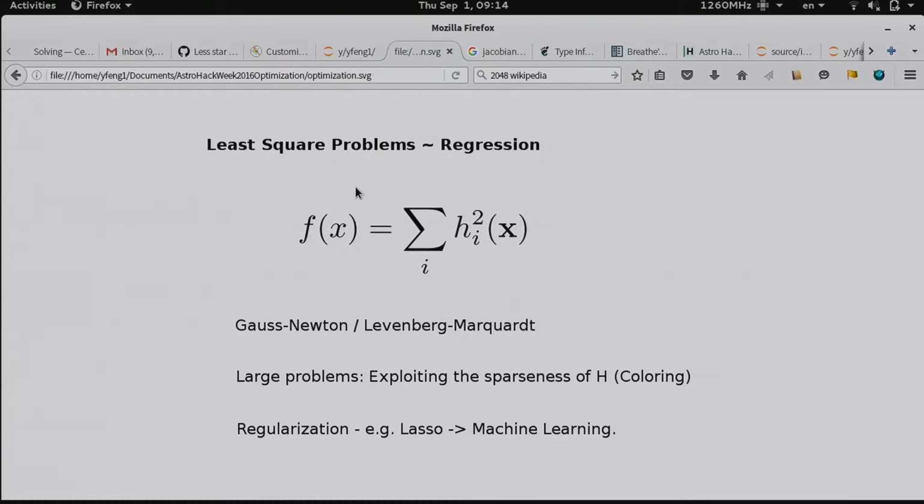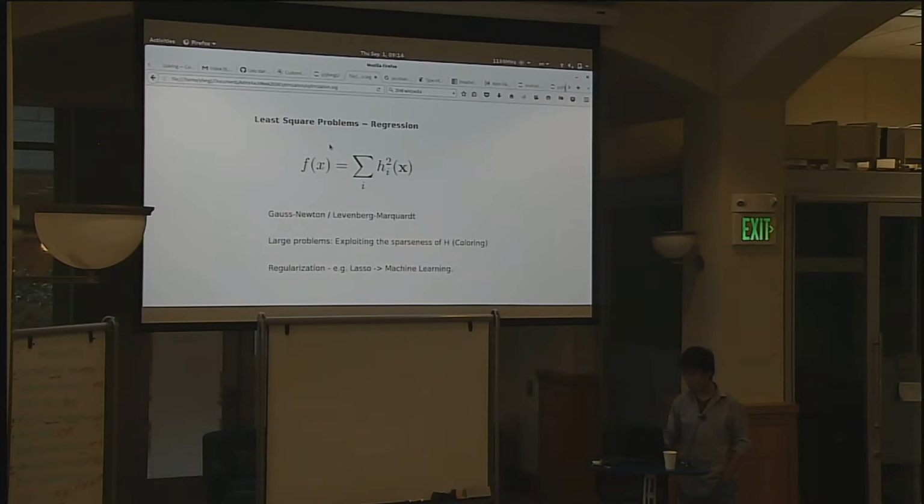An extension to this least square problem is to add a constraint, a lasso constraint. That means we want the sum of the absolute values of the parameters, the absolute value of x, to be smaller than a number. This will lead us to some of the parameter reduction methods in machine learning and all of these fields. They are all related.